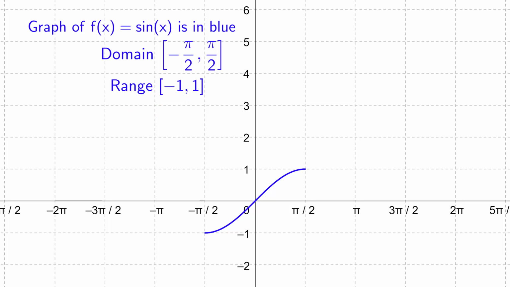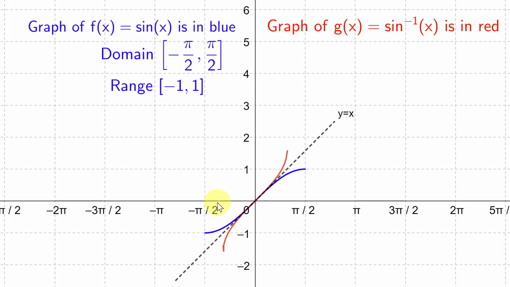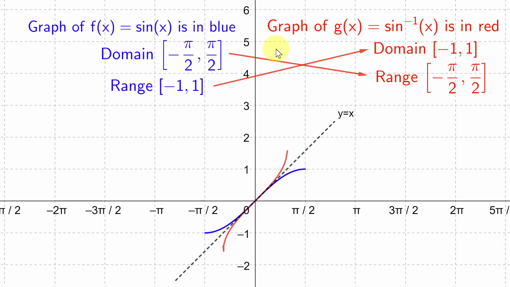So to graph it, we need to draw the line y = x, and the graph of a function and its inverse are reflections about this line. So if I reflect my blue graph about the line y = x, I get the red graph, which is the graph of the inverse sine function. And remember, the range of a function becomes the domain of the inverse, and the domain of a function becomes the range of the inverse.